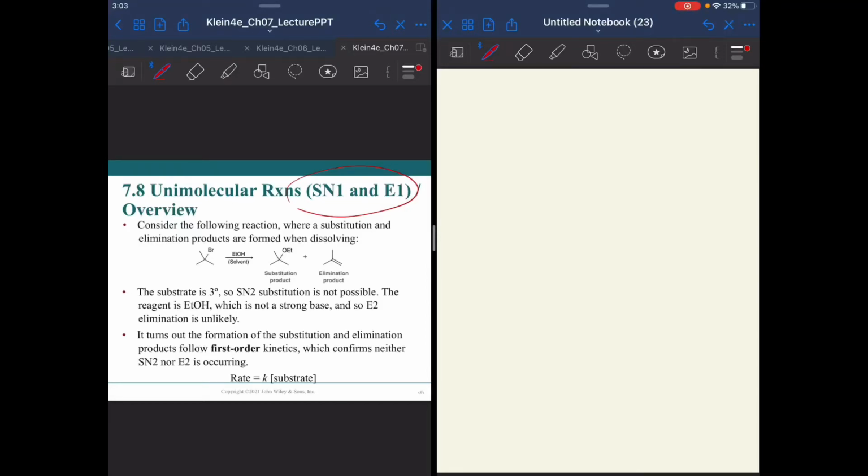Welcome to Chapter 7, Part 4. In this section, we're going to cover our last two of our four mechanisms. We're going to look at the SN1 and E1 reactions, or mechanisms.